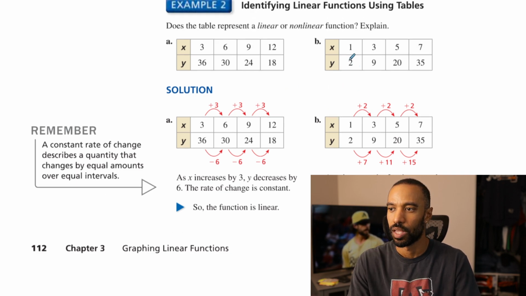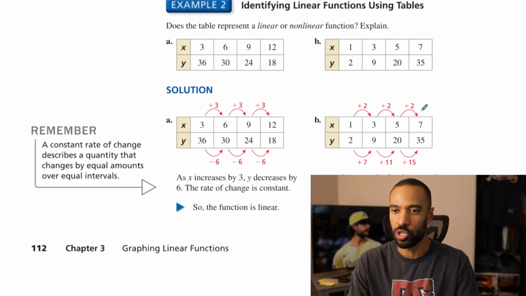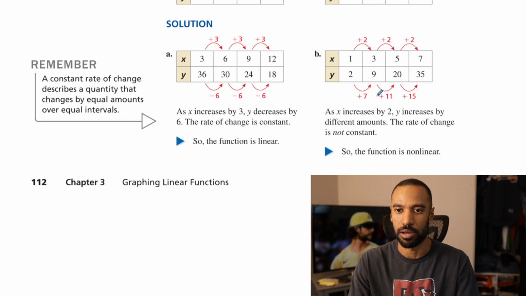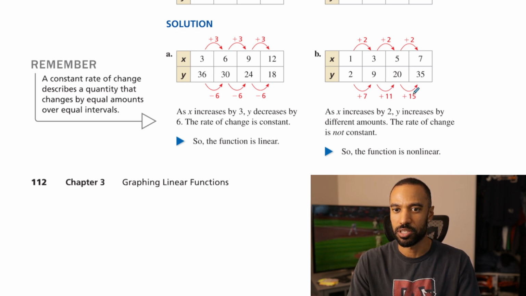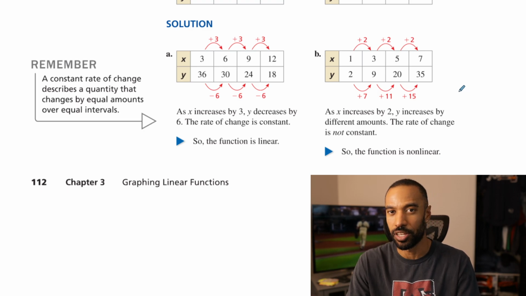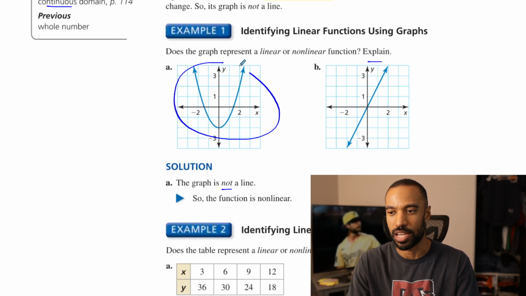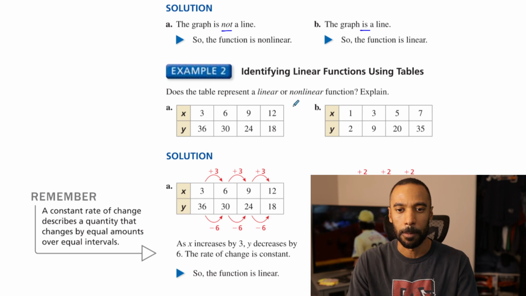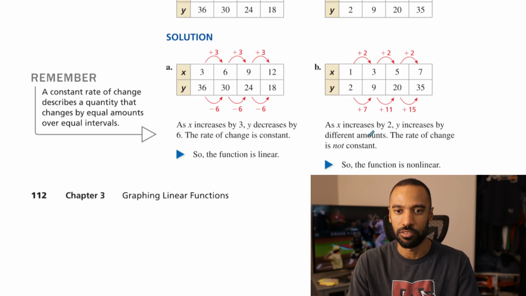This one, however, as x increases by 2 each time, y seems to change by different amounts. Now, you might say plus 7, plus 11, plus 15. Those are adding 4 each time, which means this is plus 19 next and plus 23. And I'd agree, that would probably happen. But that's actually not indicative of a linear function. That's more indicative of a quadratic function. So not a constant rate of change. Therefore, it's nonlinear.